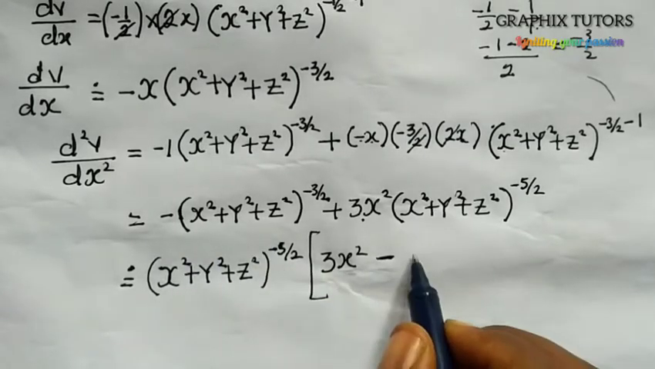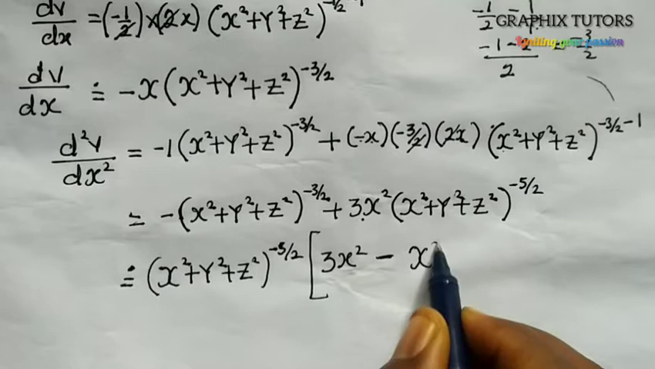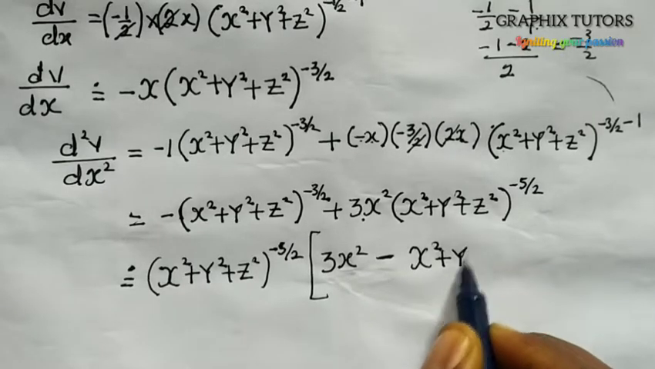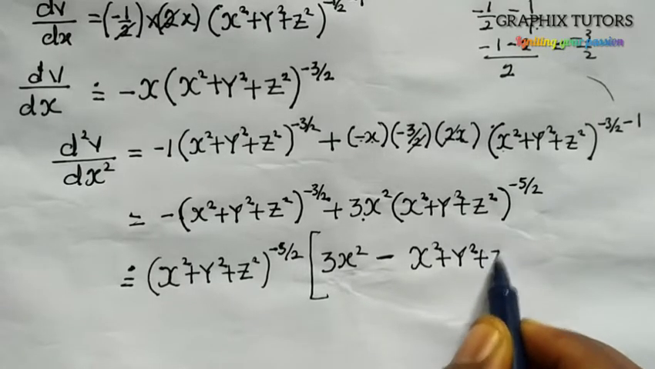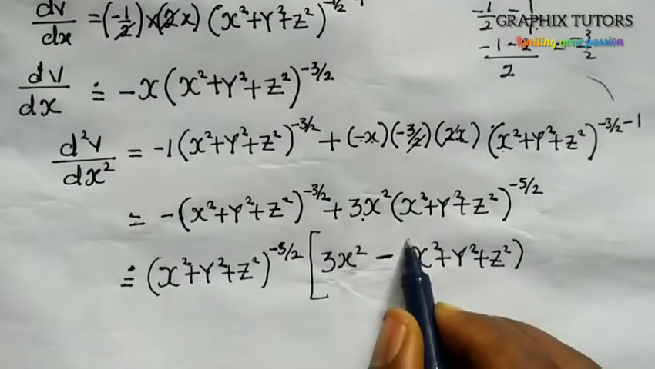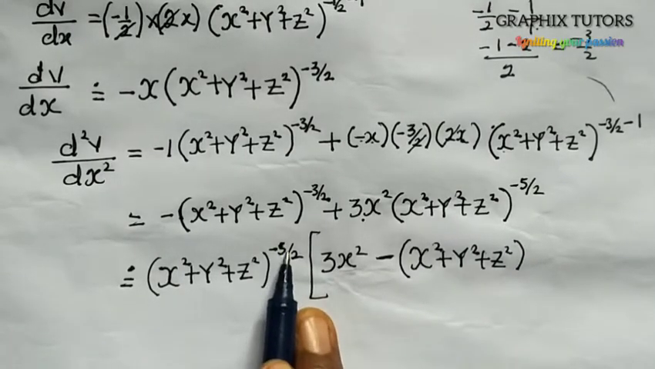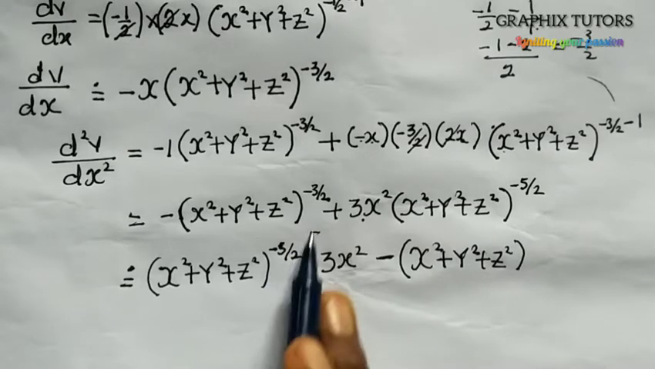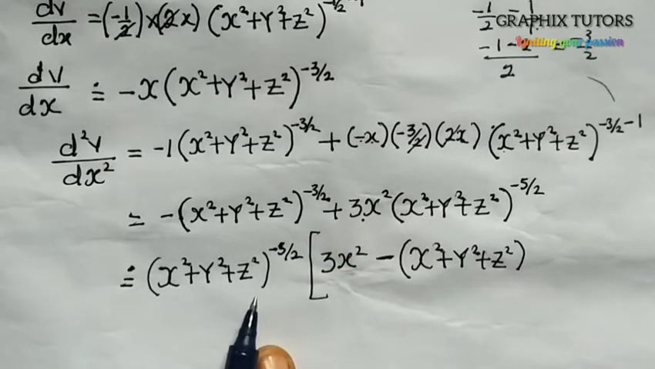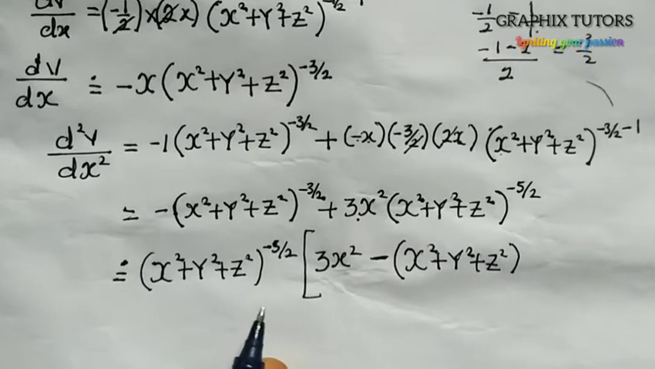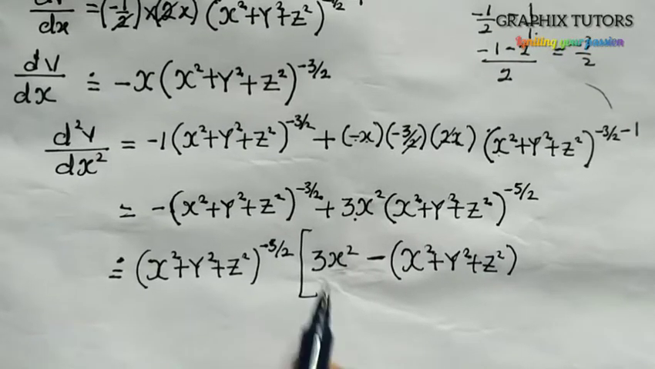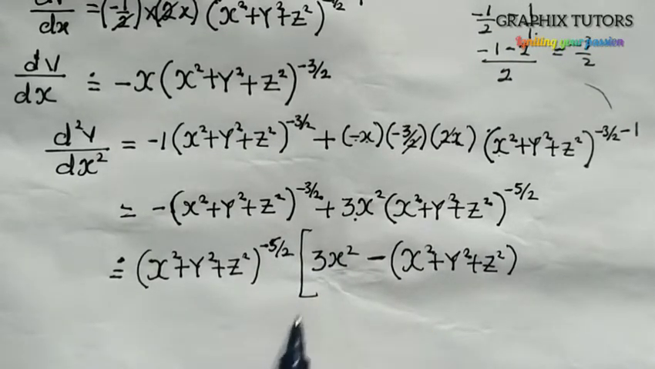Now minus, I'll write this back, which is what? x squared plus y squared plus z squared all to the power of. Now the question is, what will I multiply with 5 over 2 that will give me minus 3 over 2? So that's what the question is. What are you going to multiply by 5 over 2 that will give you minus 3 over 2? So let's see.